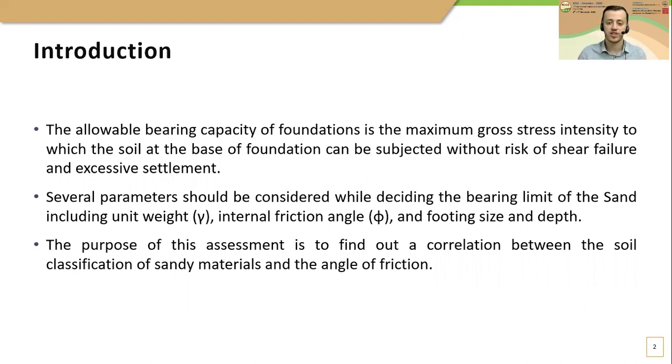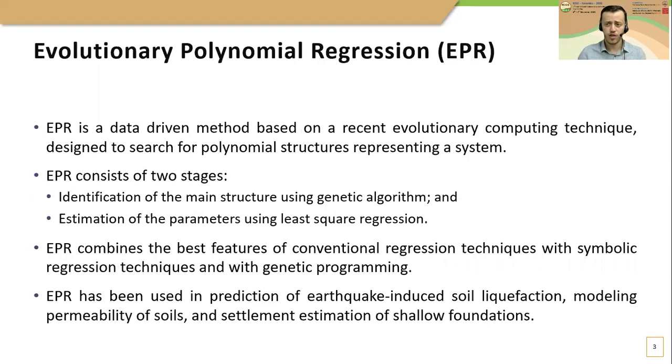The purpose of this research is to find out a correlation between the soil classification of sandy materials and the angle of friction. To do that, we have used a relatively new program titled Evolutionary Polynomial Regression. It is a data-driven method based on a recent evolutionary computing technique designed to search for polynomial structures representing a system.